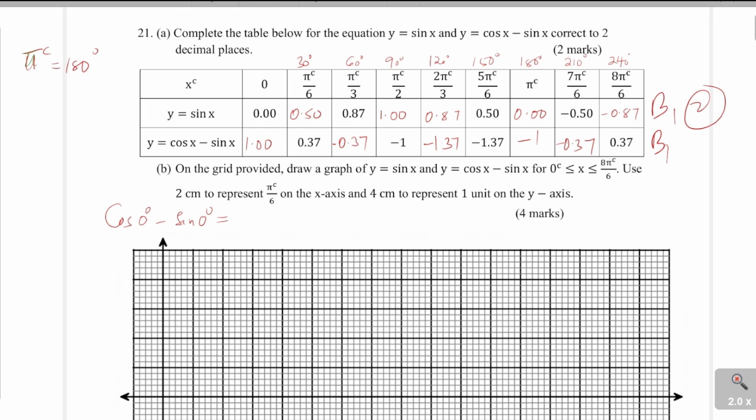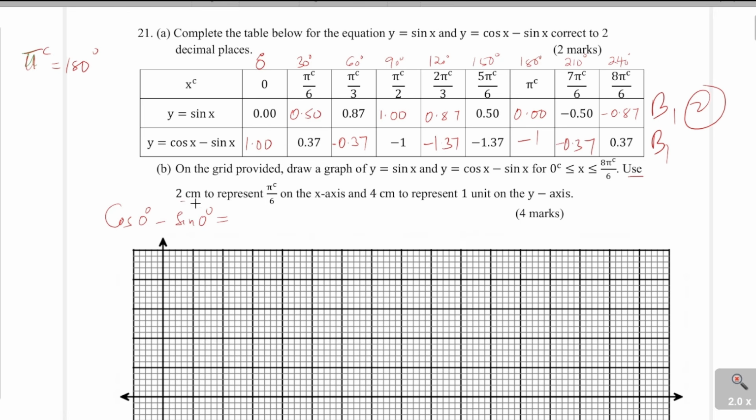Now, part B, on the grid provided, draw a graph of y equals sin x and y equals cos x subtract sin x, where the range is given there. X should be greater than or equal to 0 pi radian or less than or equal to 8/6 pi radian. So that range is from 0 to 240 degrees. And you're given the scale. Strictly use this scale that is given.